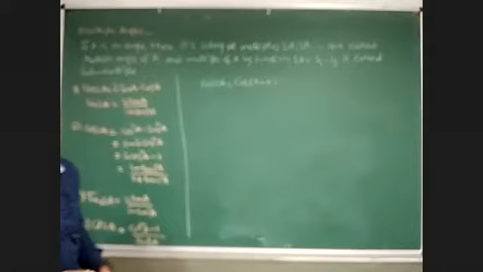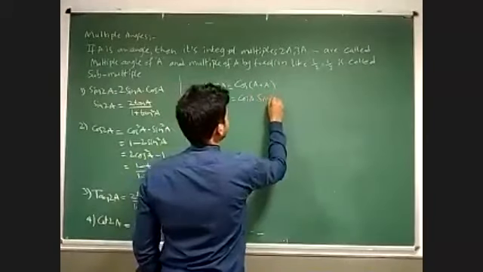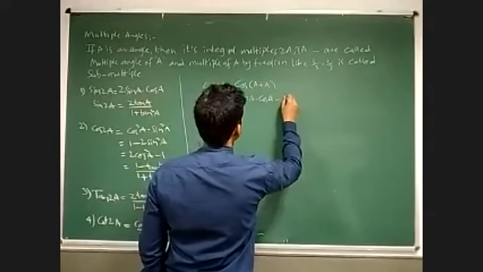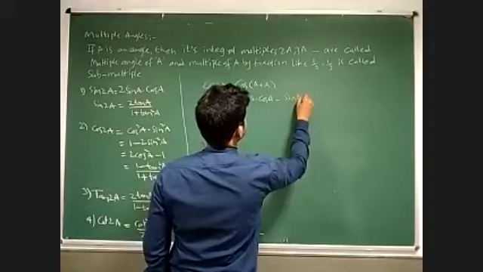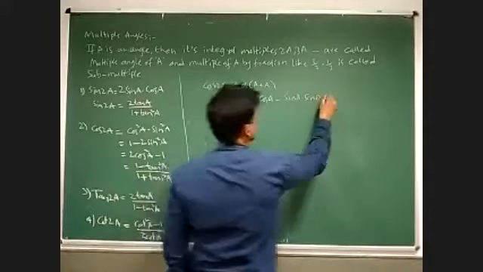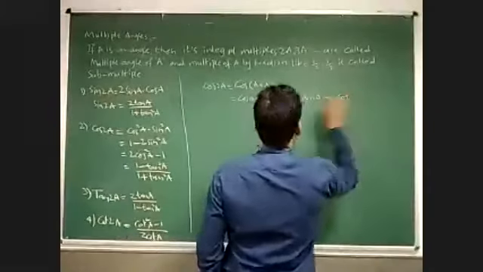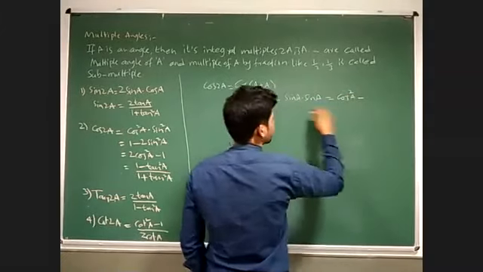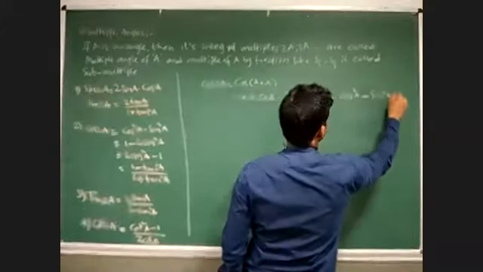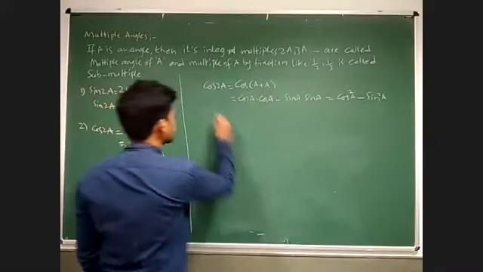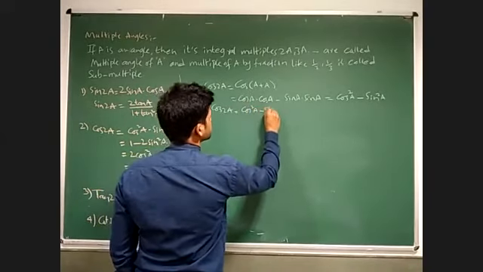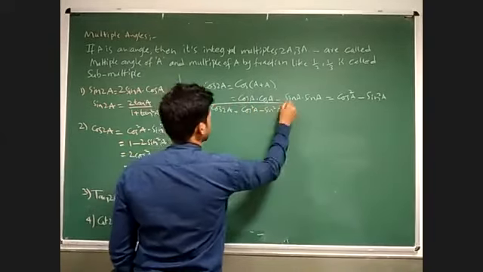Okay, so here just use cos(A+B), that is nothing but cos A into cos B minus sin A into sin B. So here it would be cos A into cos A, cos square A, minus sin A into sin A, that is sin square A. So here we derive that cos 2A is nothing but cos square A minus sin square A.